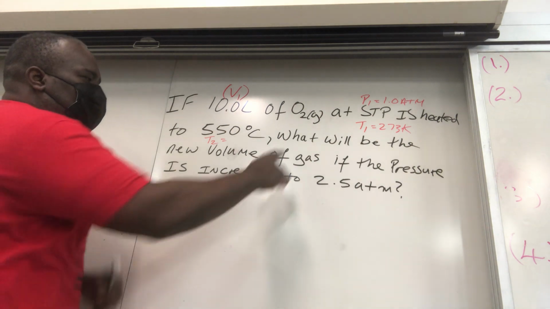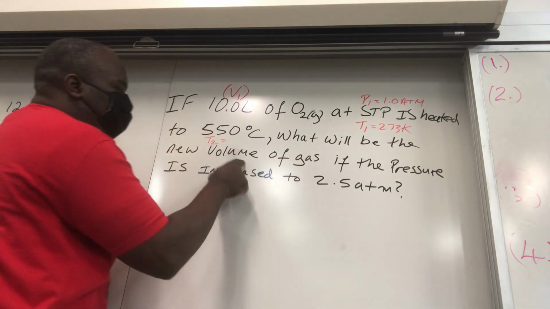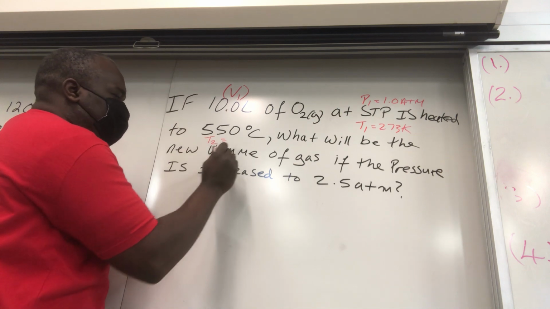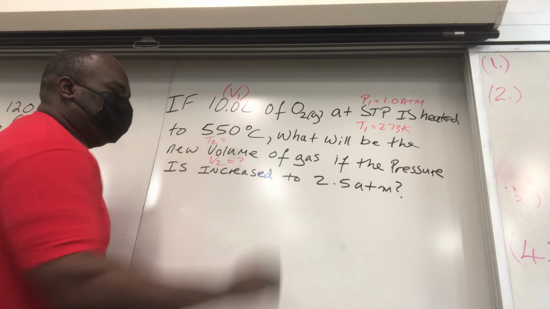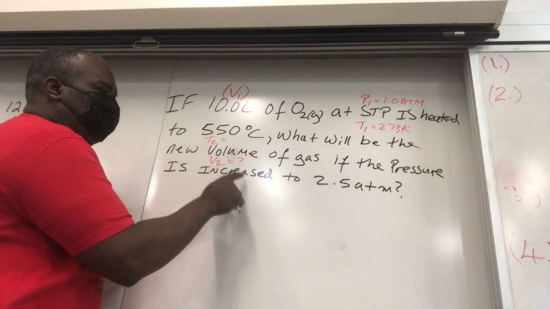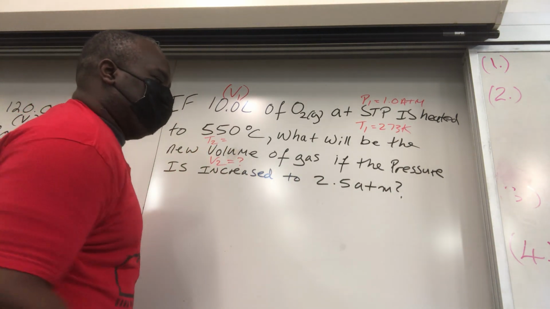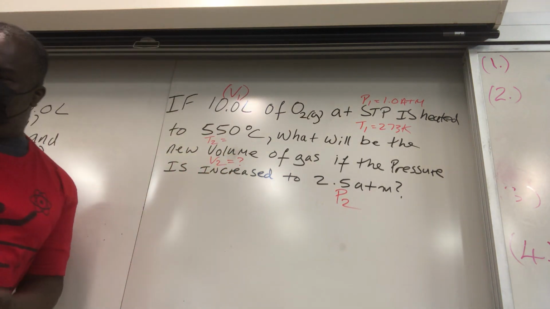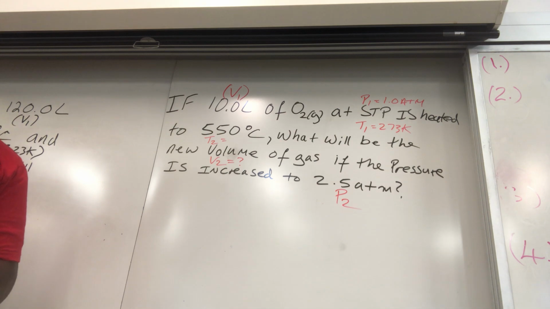All right. So what will be the new volume? That's our V2. We're trying to find that. That's our X, our question mark, of the gas if the pressure is increased to 2.5 atmospheres. So that's our new pressure. Bam. P2. Alrighty, so here's my calculator.